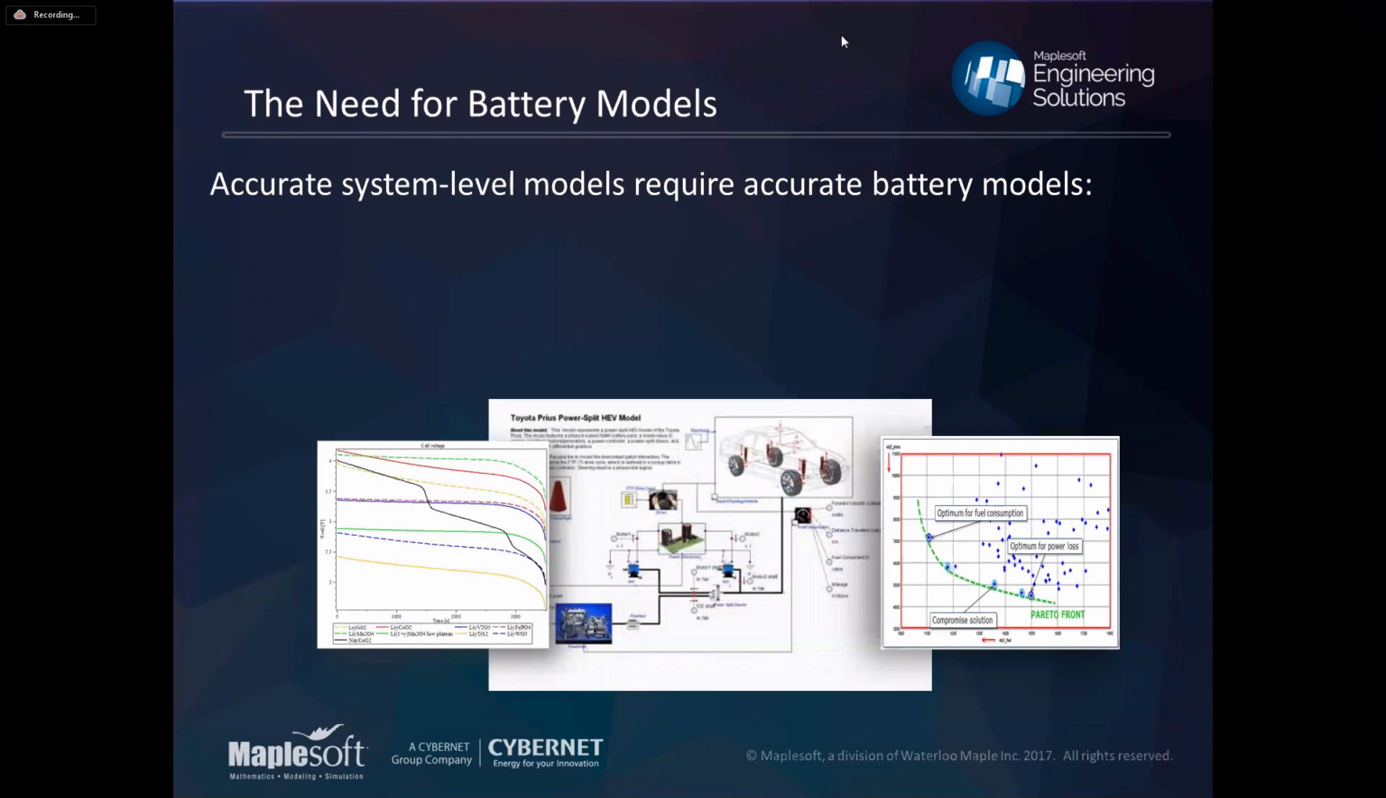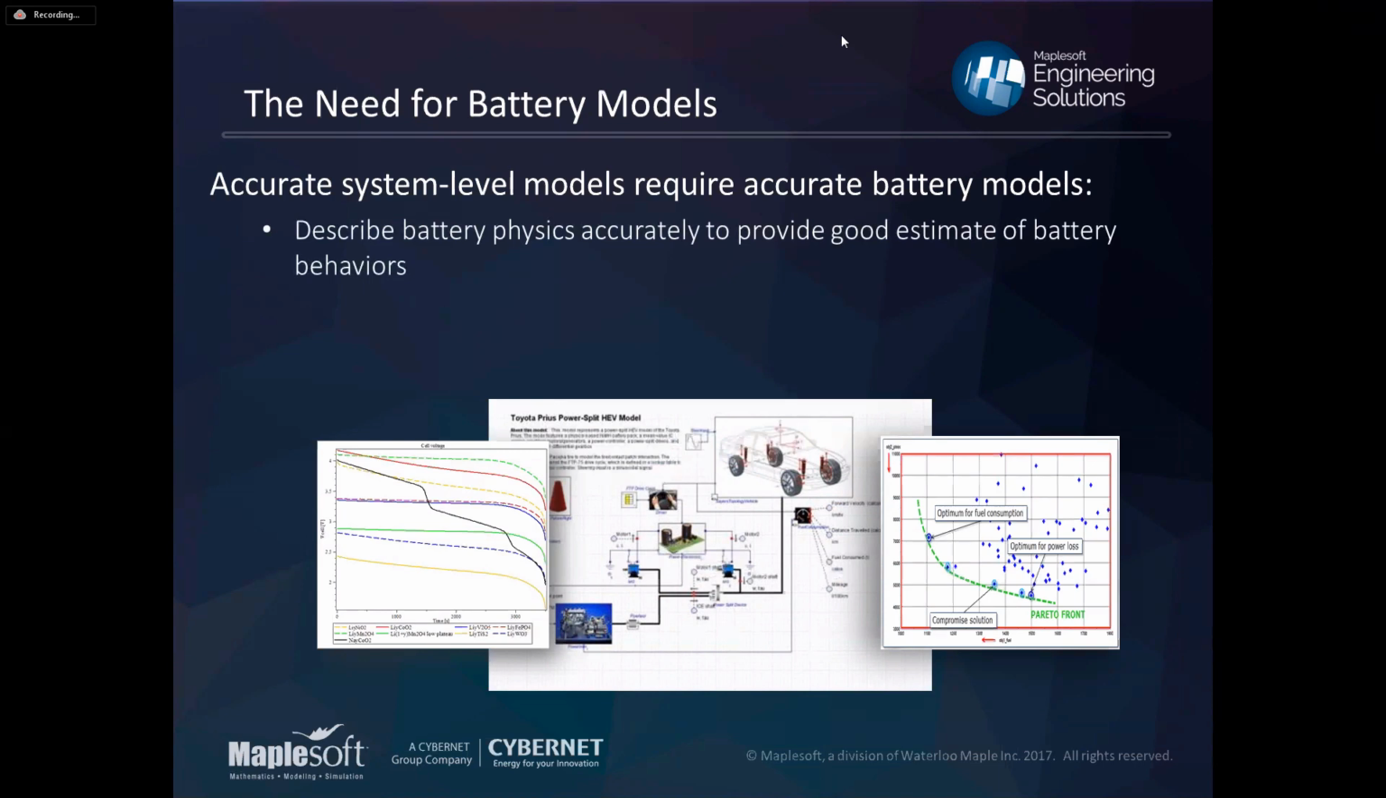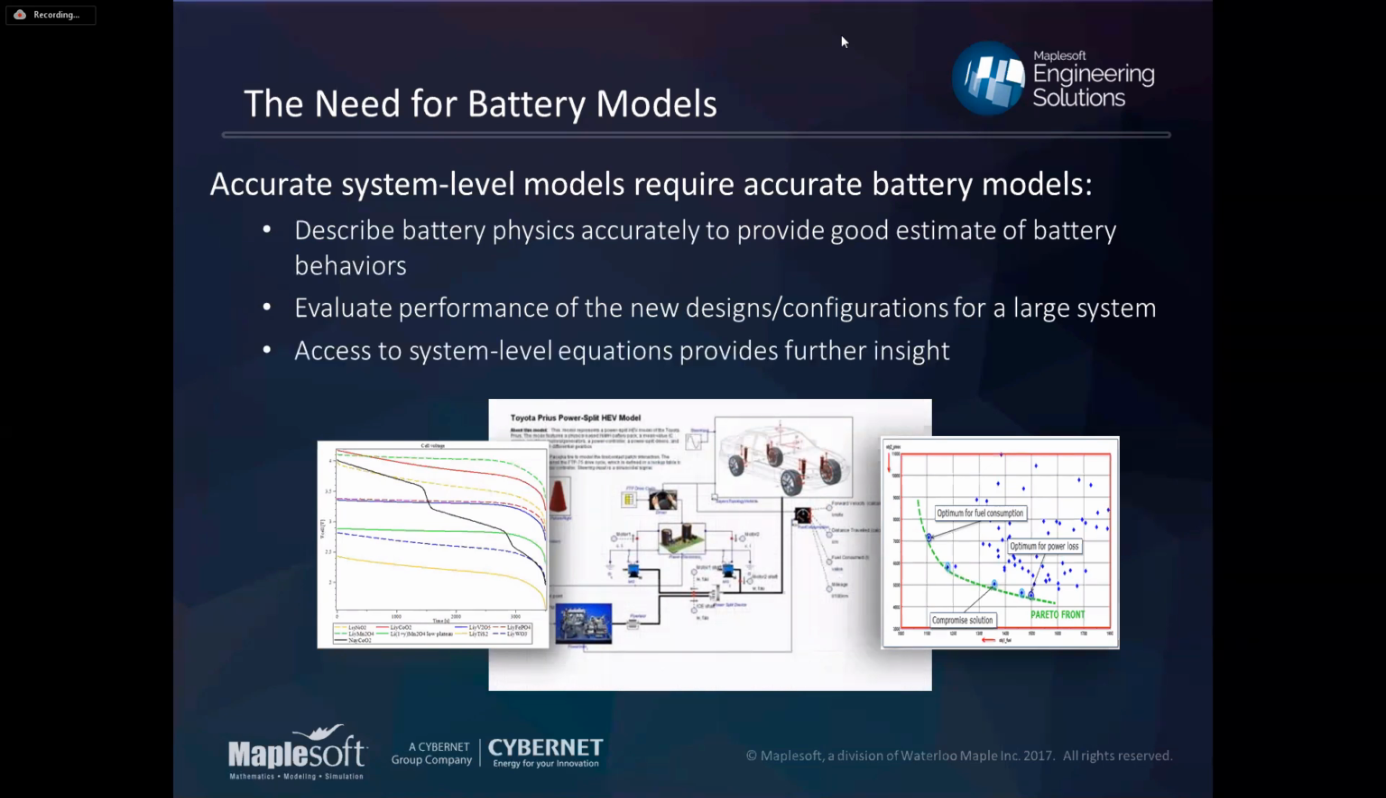So in order to support these developments, high-fidelity battery models are required to provide accurate estimates of realistic battery behavior. Battery models allow for the evaluation of battery performance in large systems, and these models also provide access to system-level equations, providing further insight into battery operations.